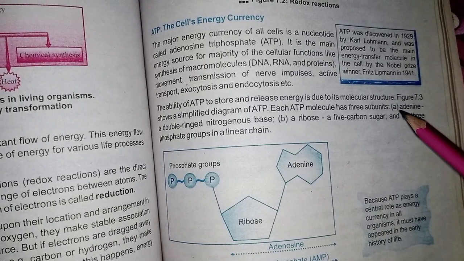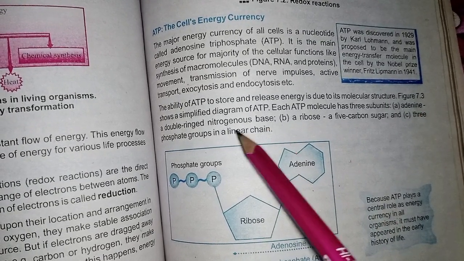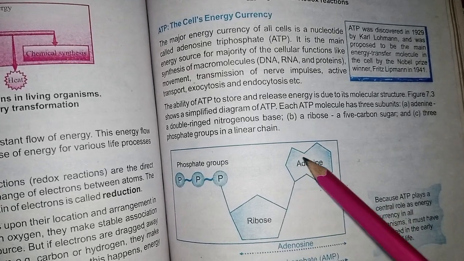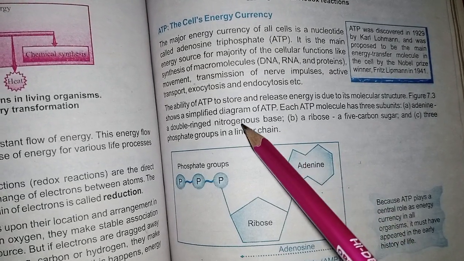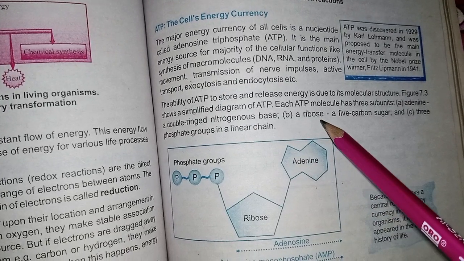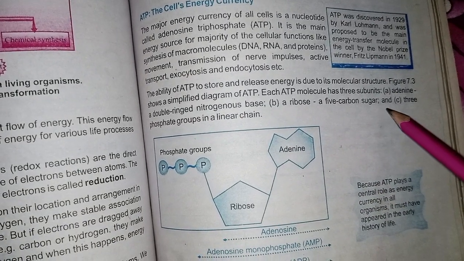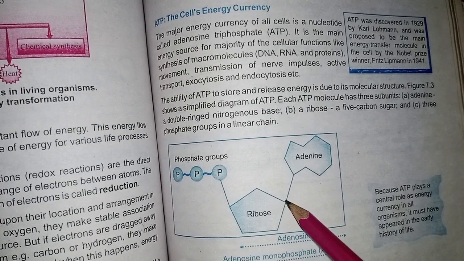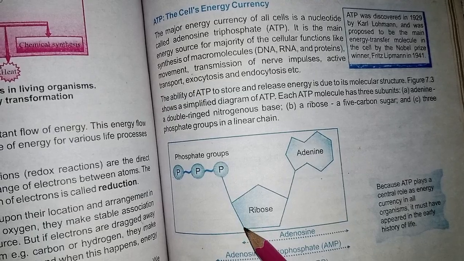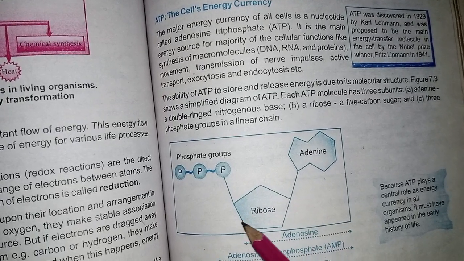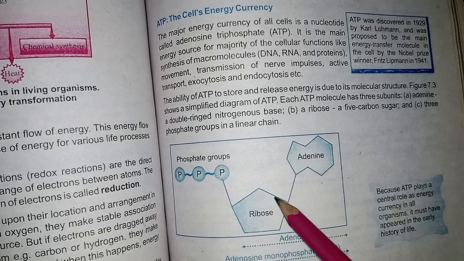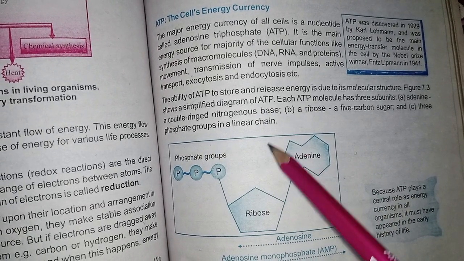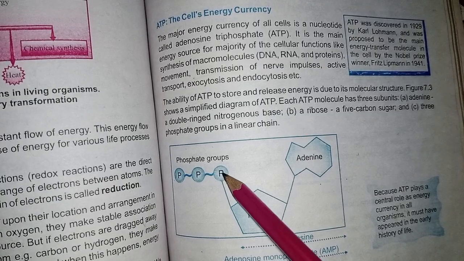The first unit is adenine, a double ring nitrogenous base. And the second is ribose, a 5 carbon sugar, and we see this 5 carbon sugar, 1, 2, 3, 4, and 5. So this corner shows the 5 carbon sugar in this diagram, and the phosphate group in a linear chain like this.